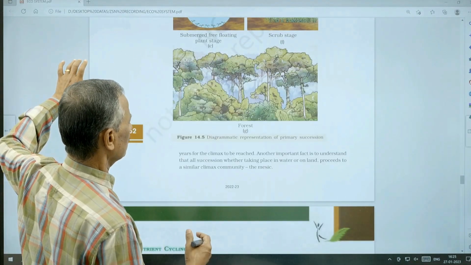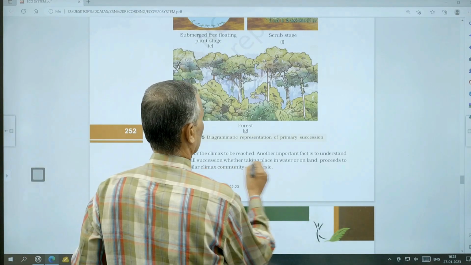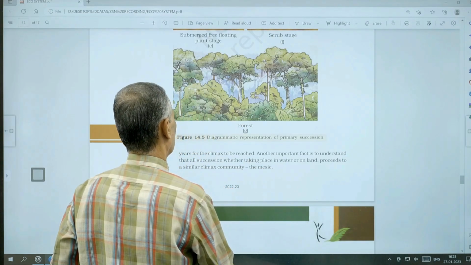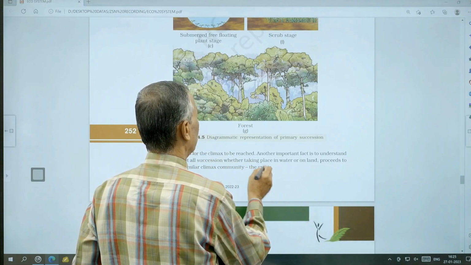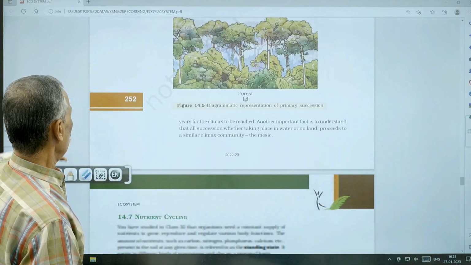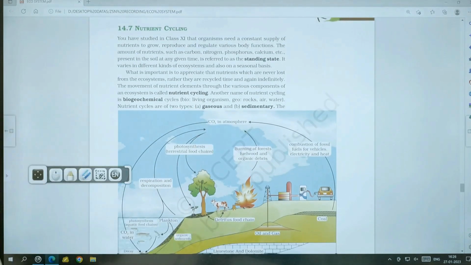Whether it is in hydrarch or xerarch, we have one important point to note. Succession leads to the mesic condition. Clear? Now, coming to the last part, namely nutrient cycling.